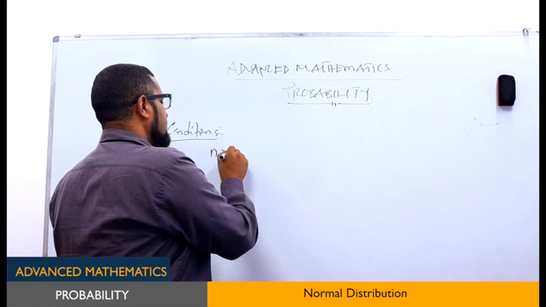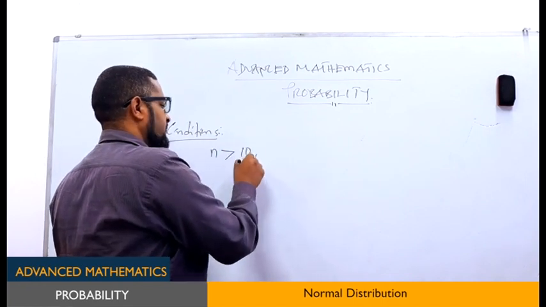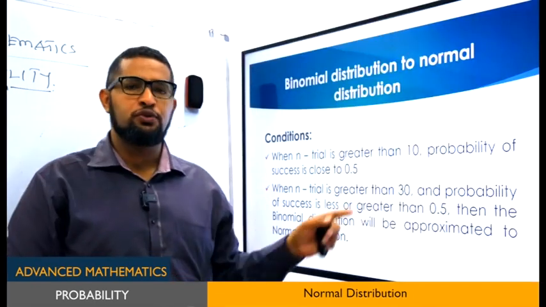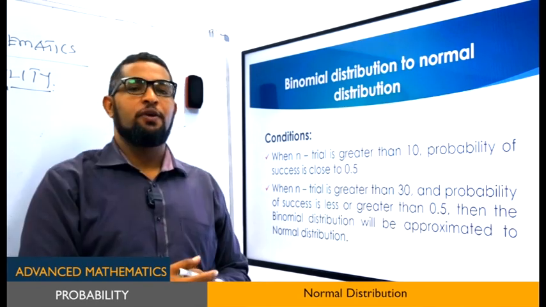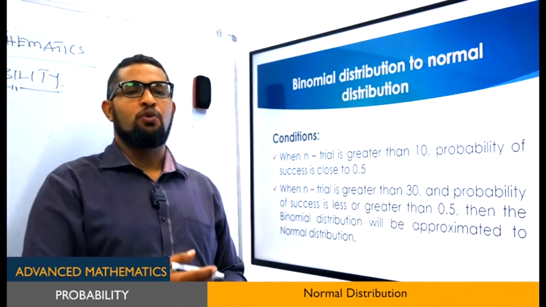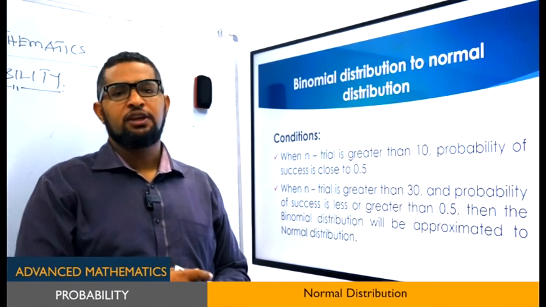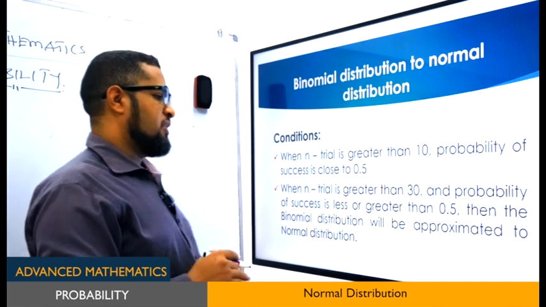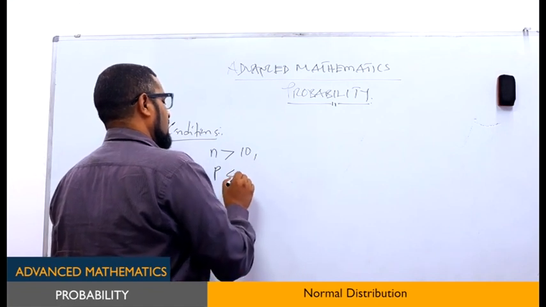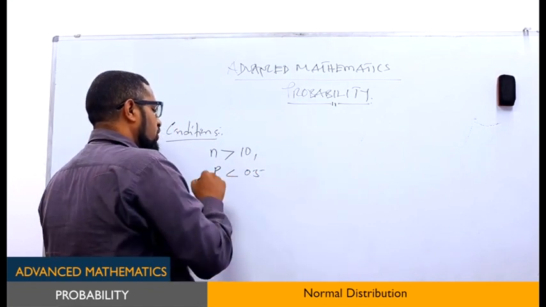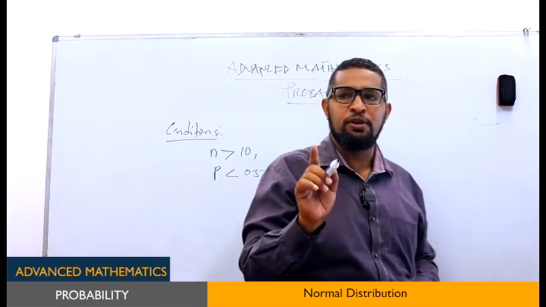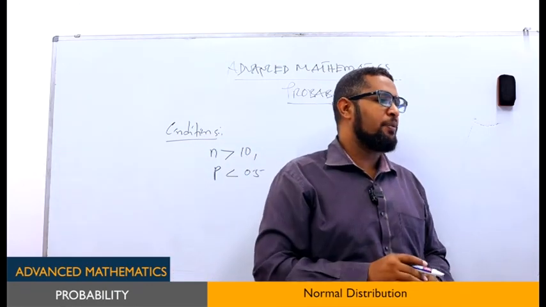So when n is greater than 10, but not only that, the probability of success is close to 0.5. When I say close to 0.5, it doesn't mean it's 0.5. It means less than 0.5. It may be 0.1, 0.2, 0.3, 0.4, but not 0.5. So if the probability of success is 0.5, it means the probability of failure will also be equal to 0.5. We'll see an example, then you'll understand more.